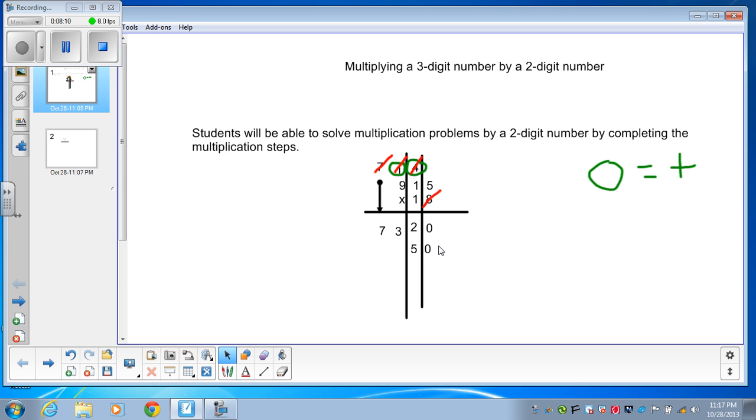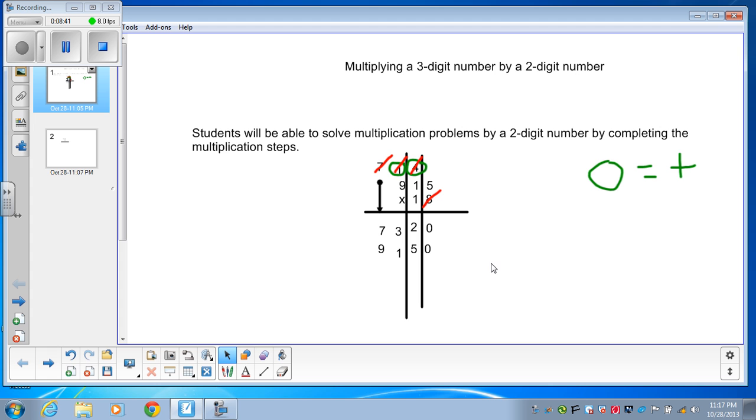So that is what you were doing. 1 times 5 is 5. Now you multiply 1 times 1, which is 1. And then you multiply 1 times 9, which is 9. Look at that. You multiplied by a 2-digit number. Therefore, you had to go through your multiplication facts 2 times.